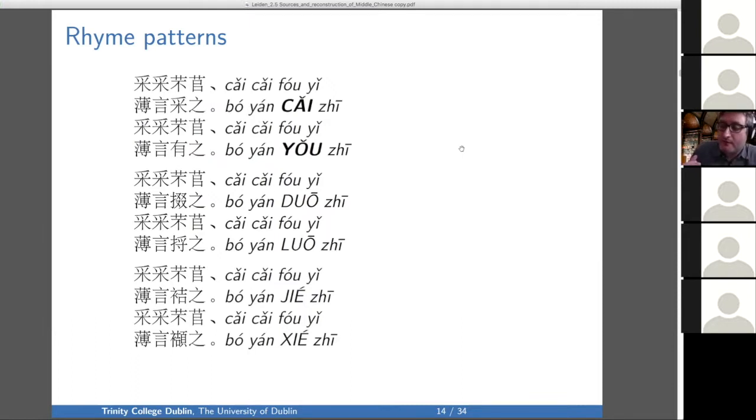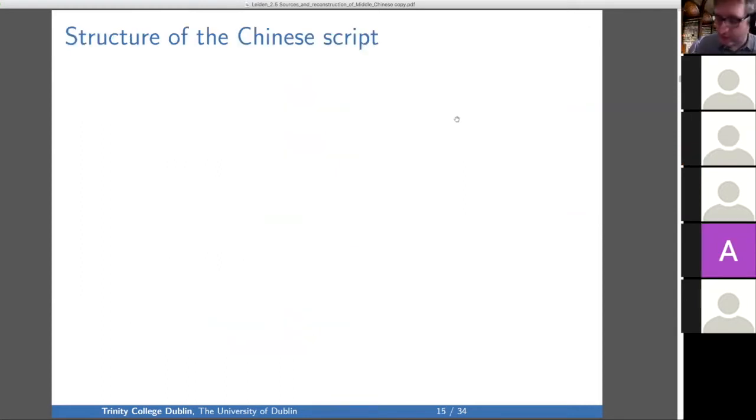It could be that's incorrect, right? That's a hypothesis, and it's a hypothesis that can't be proven, in a sense, because we can't ask the author of this poem whether they intended to rhyme these two. But you can pose it as a hypothesis and then see whether these two characters rhyme in other poems. You can see how the analysis of this poem in the two possible ways, assuming that these two words did rhyme or assuming that they are not intended to rhyme, can interact with other hypotheses. And now the structure of the Chinese script.